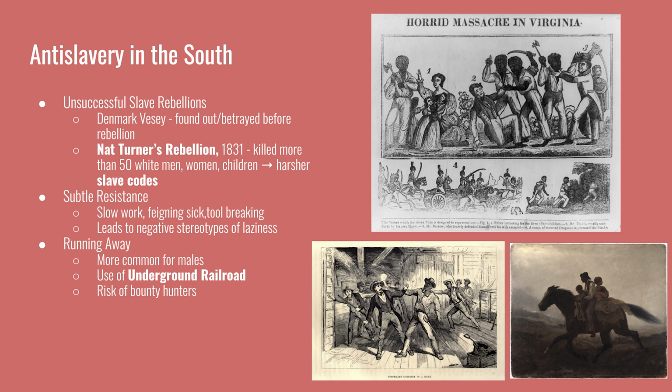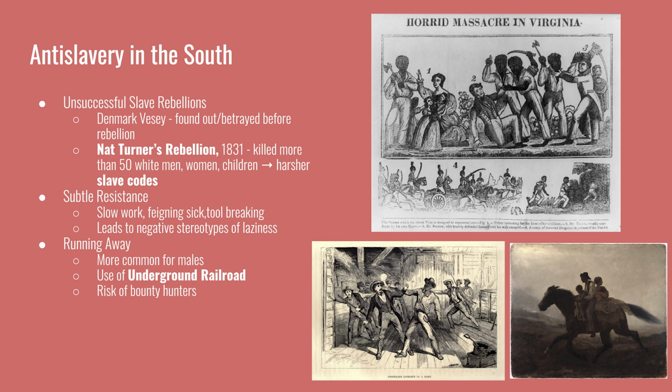Turner believed that he had been called upon by God to lead this rebellion, and showed no remorse because of it. The brutality of the uprising and Turner's unrepentant confession inspired fear into Southerners. Their response was to pass harsher slave codes that made it more difficult for another insurrection like this to take place. There were other forms of subtle resistance enslaved people would employ in the South.